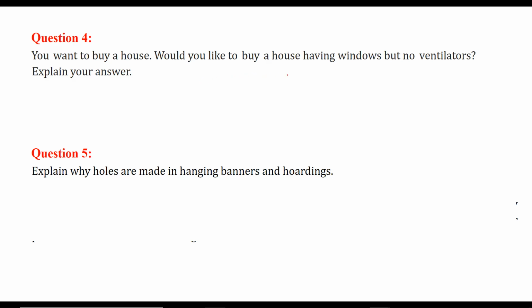You want to buy a house. Would you like to buy a house having windows but no ventilators? Explain your answer. See, whenever we make some food, or specifically talking about kitchen or bathroom, there are heated water, and there are fumes which go, and they are always hotter. So hot air will go up. Now the windows can help only when the wind is blowing, but when the air is hot, it will go up. So there we need to have a ventilator, otherwise the whole room or whole house will be suffocated.